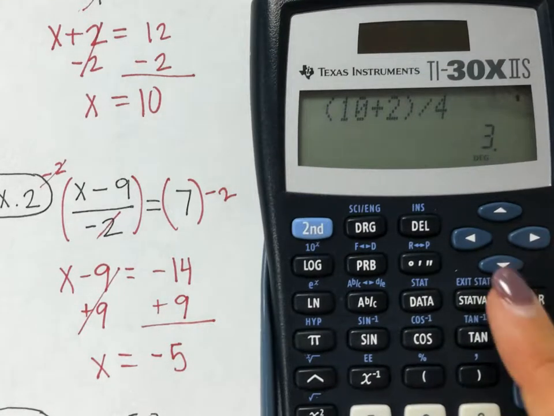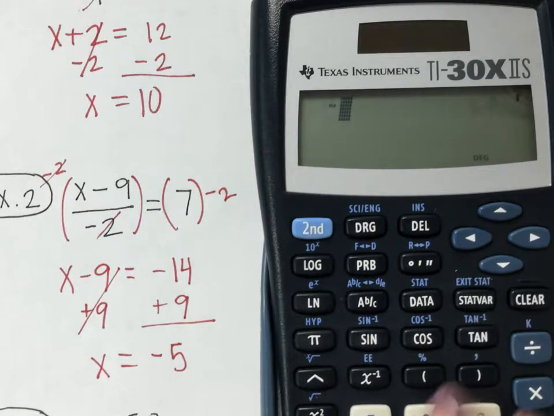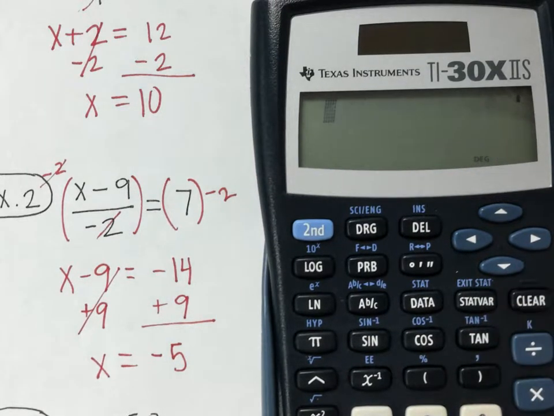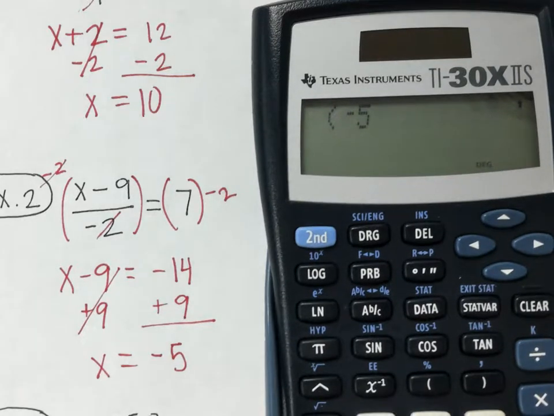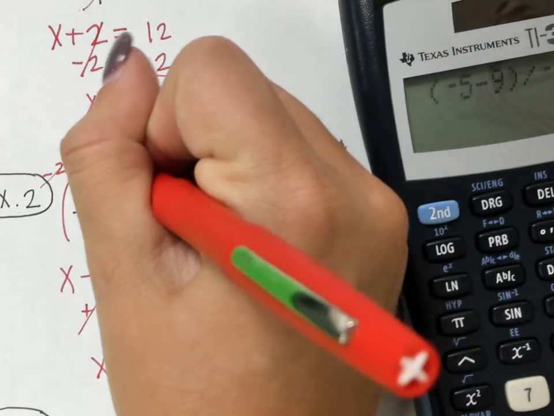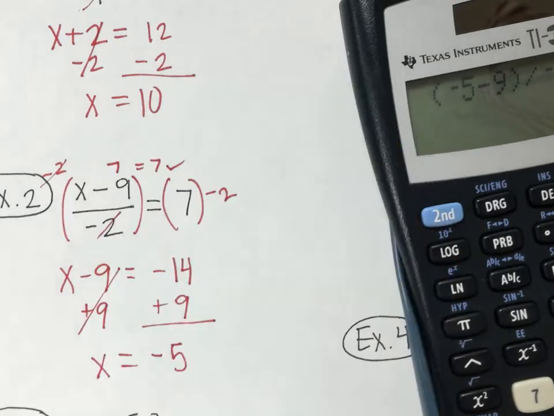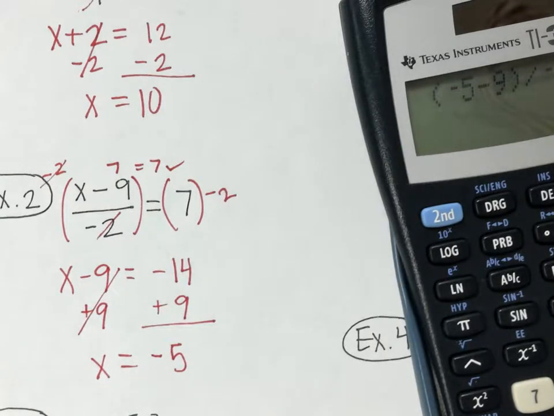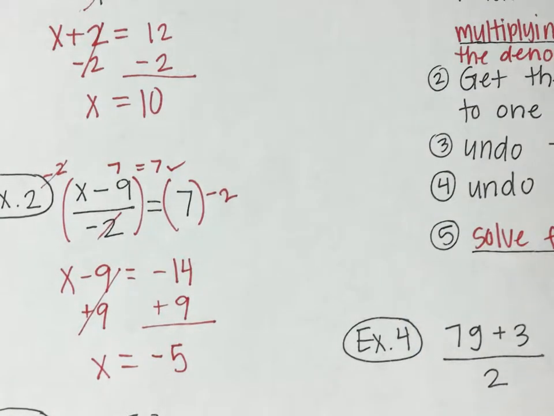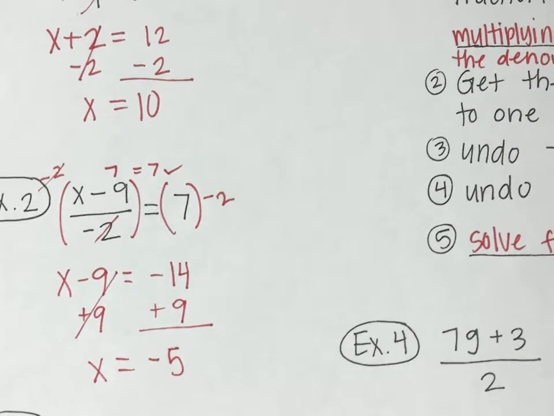Then I want to come in here and check it. So that means I have negative 5 minus 9 in parentheses divided by negative 2, which equals 7. So 7 equals 7, and I know I'm correct. Okay. Questions on example 1 or 2?